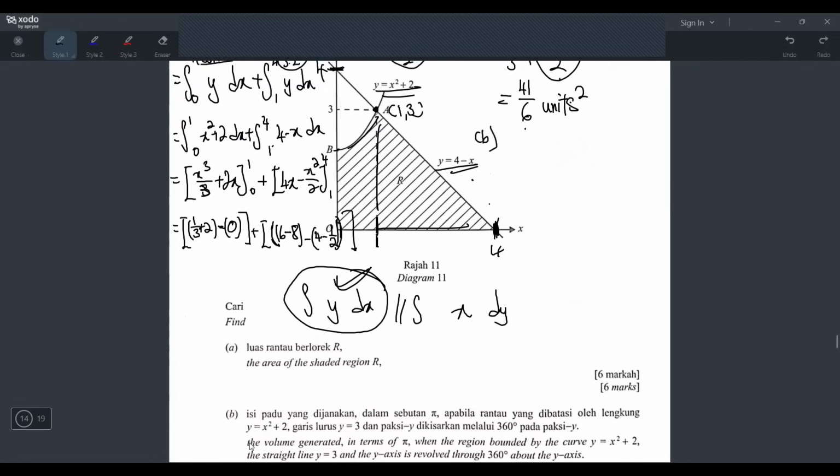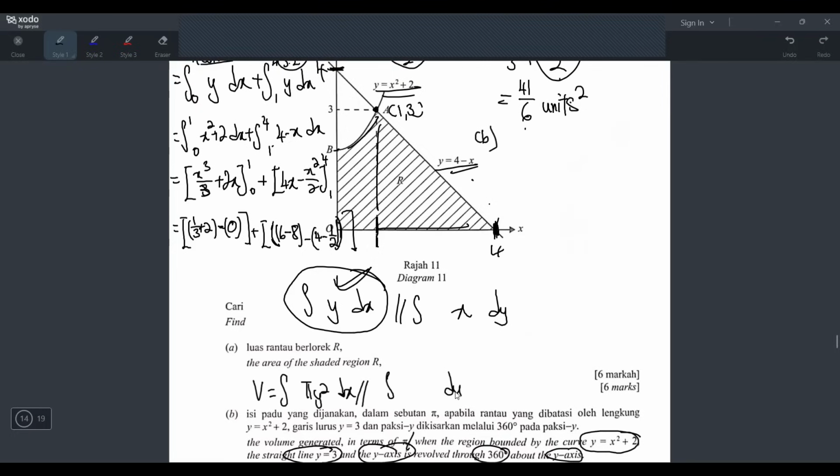Okay, let's read. Find the volume generated in terms of pi when the region bounded by the curve, the straight line y equals 3, and the y-axis is revolved 360 degrees about the y-axis. Okay, for volume, the formula is integrate. Okay, if you integrate towards x, it will be dx, and this will be pi y squared.